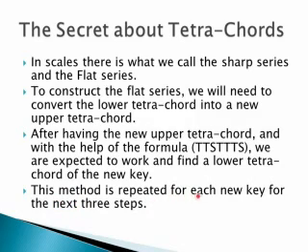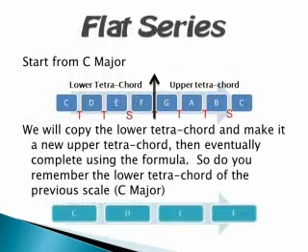This method is repeated for each new key for the next 3 steps, because according to our scheme of work, we are supposed to cover sharps and flats, that's for keys with 3 sharps and flats. Alright, so this is the scale of C major, and we have seen this before. The scale of C major with the tetrachord division, C, D, E, F as our lower tetrachord, and then G, A, B, C as our upper tetrachord. Beautiful.